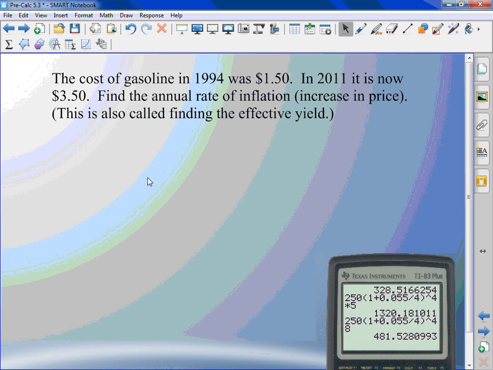We want to find out what's the annual rate of inflation, aka what's the percent increase in price. This is also called the effective yield. So we want to find out what percent did gas go up. We're going to use the exact same formula. A equals P times 1 plus R to the T. I didn't put divided by N. Why? We're talking about years.